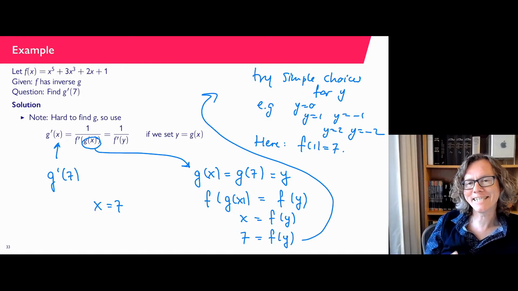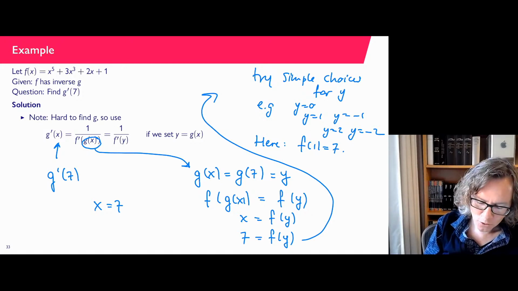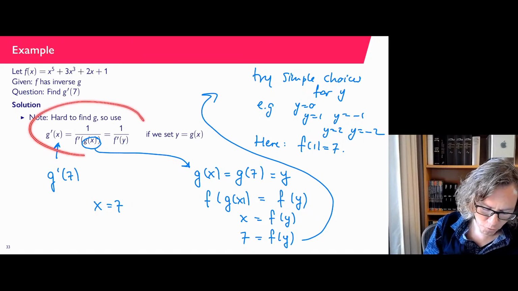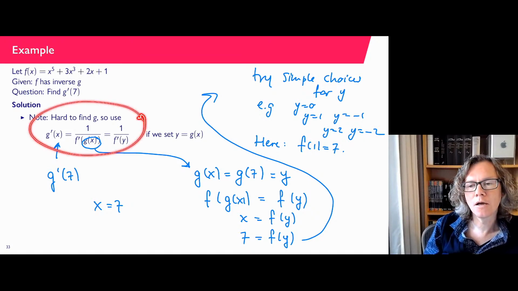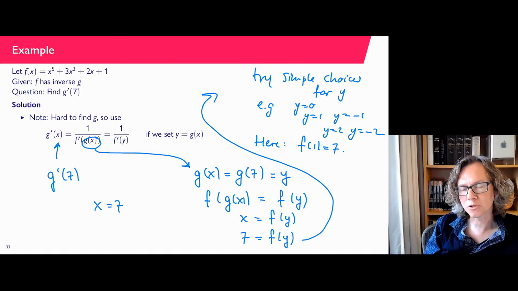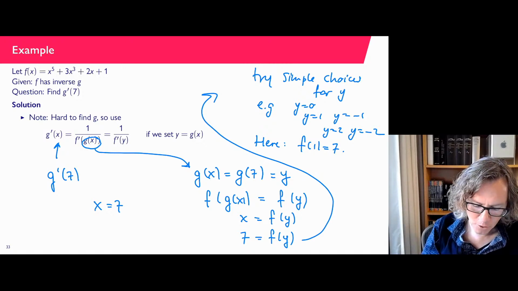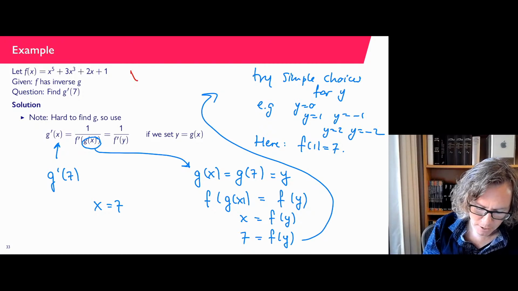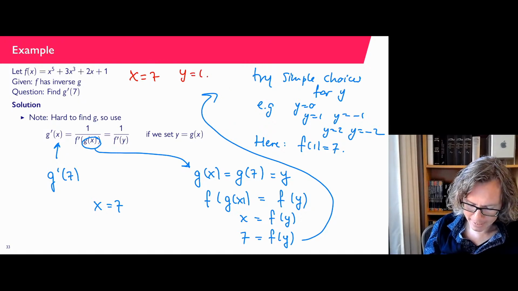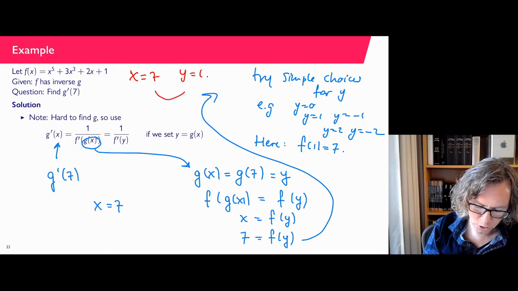So this is the tricky bit. We want to use this formula here from the previous slide, but we have to do this conversion between these 2 points. So basically, if I summarize what we have done now, we have found that x equals 7 corresponds with y equals 1.